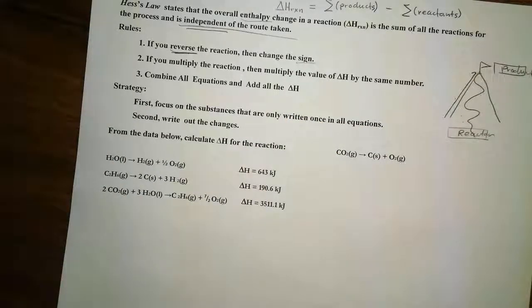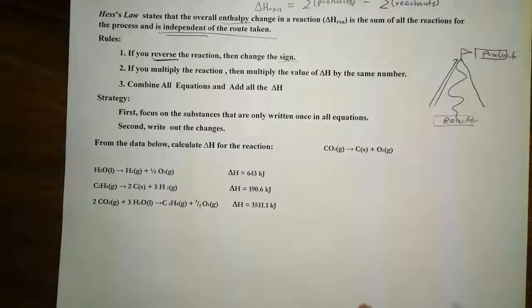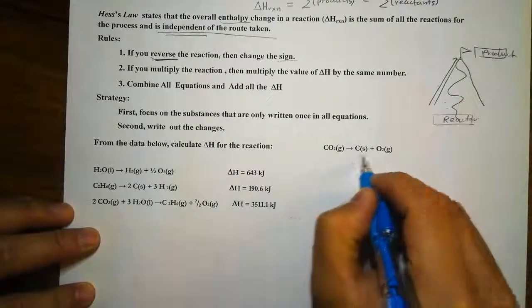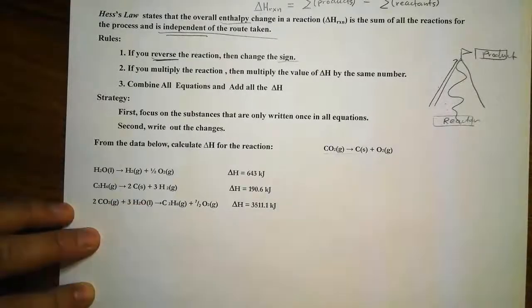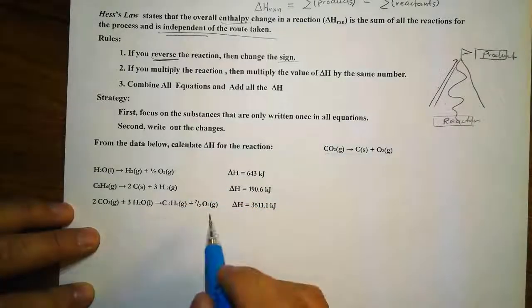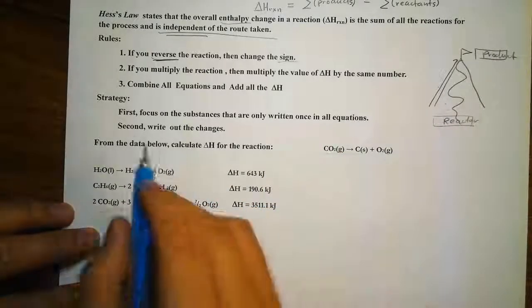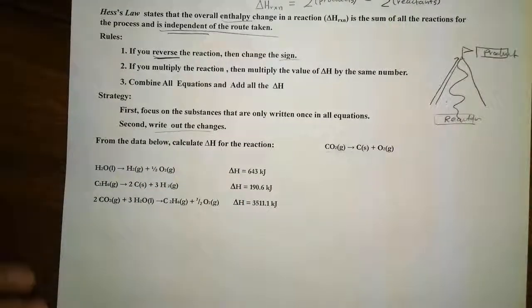So that's a lot of information, okay? And then the main strategy is always to look at your overall equation and focus on the substances that are written only once in all the equations. And of course, in the process, you're going to write out the changes, so that way you can keep track of it.